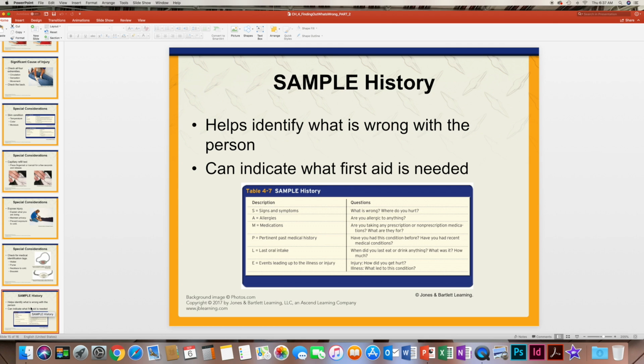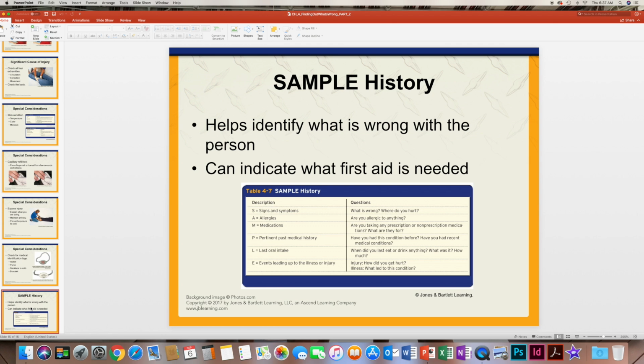What you need to do is take a SAMPLE history. SAMPLE is an acronym and it stands for S is for signs and symptoms, A is for allergies, M is for medications, P is for past medical history, L is for last oral intake, and E is for events leading up to the illness. Then this will help you to know what type of first aid is needed.